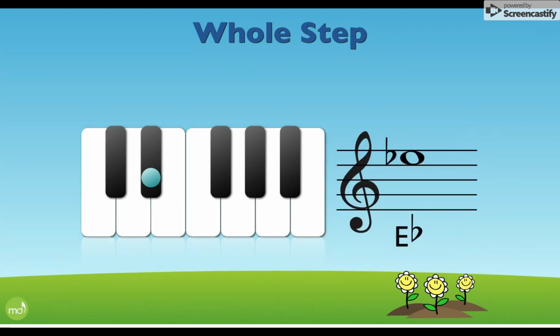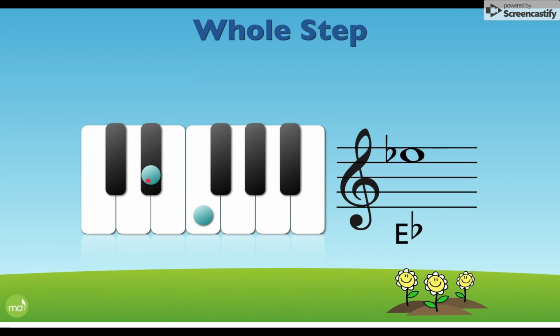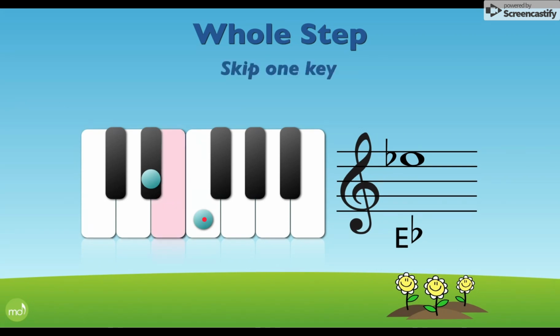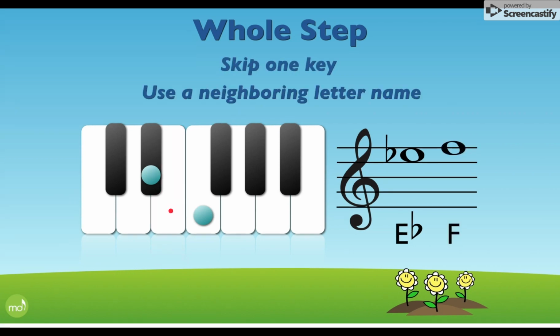All right, now what do whole steps look like on the staff? If we were using this note here, identified as an E flat, and we jumped over to this white key here, it is our whole step where we're skipping a key, right? E flat, skip this white key, go to the next key. We're going to go to F.